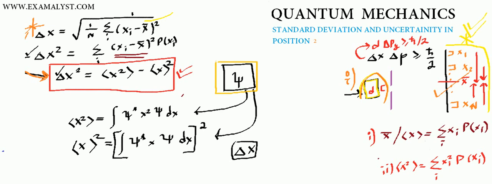Not only uncertainty in position, it should also contain the information for uncertainty in momentum. So we'll do that in the next lecture. I hope you got a clear understanding of how a standard deviation in statistical mechanics is related to the uncertainty in quantum mechanics. Agreed?